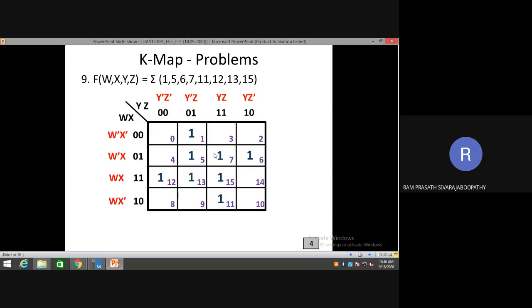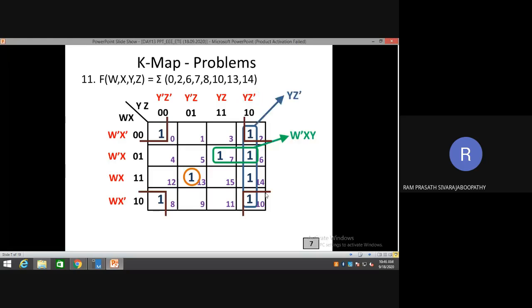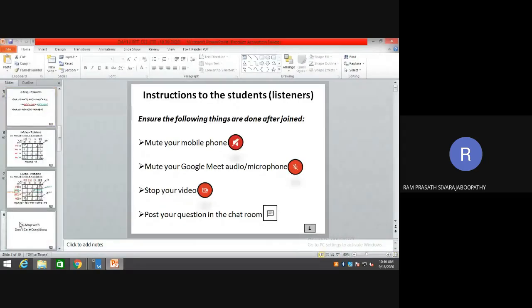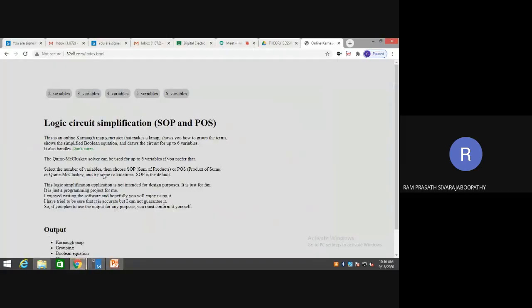In the slide, no, what we saw. We will go with the 5 variable K-map. So where is the 5 variable K-map problem? It is here. 0 2 4 6 9. I am going to place it: 0 2 4 6 9. It is a 5 variable K-map, so I am going to select 5 variable. Is the screen visible for all of you?